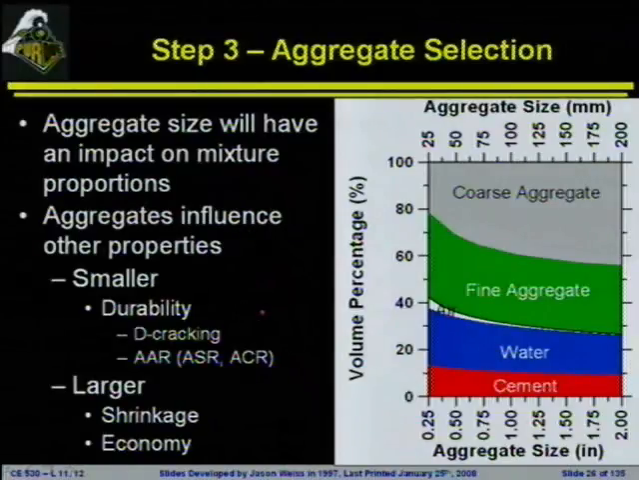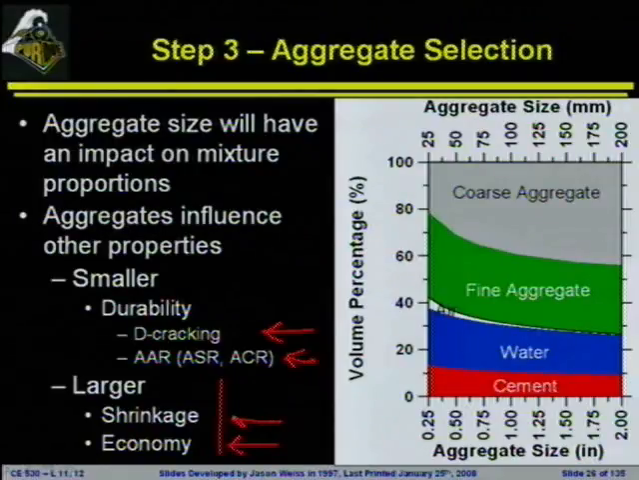Durability can be influenced. We mentioned before, the smaller the aggregates, the less likely they are to experience D-cracking, typically because we fracture the aggregates where they would be likely to absorb a lot of water that causes the D-cracking problem. Also, smaller aggregates tend to be a little bit more resistant to ASR problems. Larger aggregates we're typically going to want for economy. They're typically going to be cheaper to produce. They also will allow us to get more paste into the system. Also, we can reduce shrinkage with larger size aggregates.